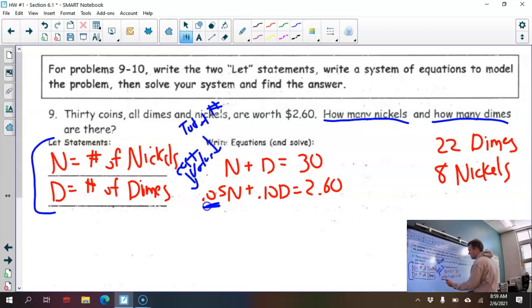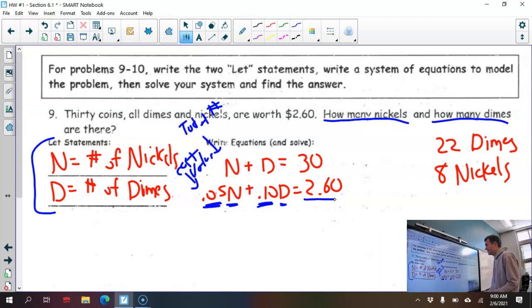So each nickel is worth 5 cents. So if you multiply 5 cents times the number of nickels you have, you get the total cost or value of all the nickels. And each dime costs 10 cents. And if you multiply 10 cents times the number of dimes, you get the total value of the dimes. And then they all add up to $2.60, right?